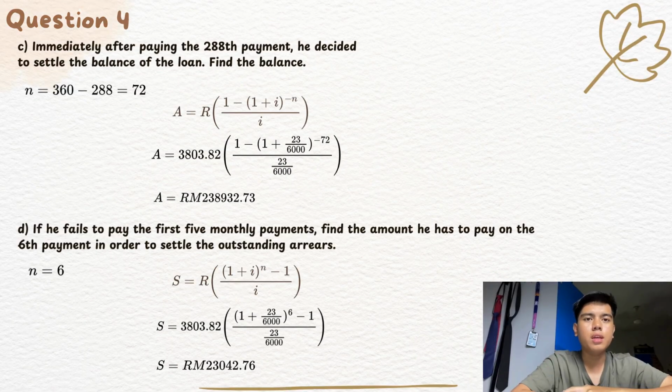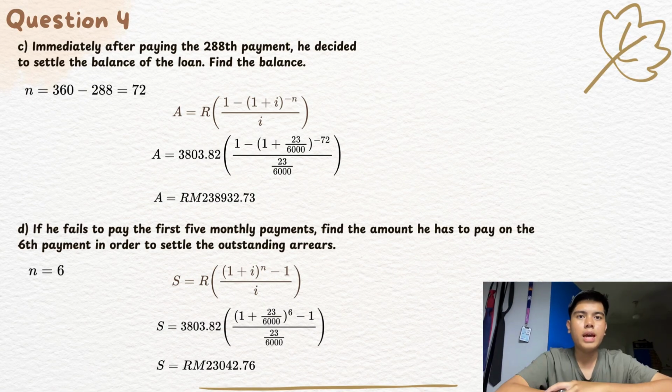For question C, immediately after paying the 288th payment, he decided to settle the balance of the loan. Find the balance. So in this question, we need to find how much Amir should pay after the 288th payment until the 360th payment. So first, we have to find the interest period by deducting 288 from 360, so we can find the N, which is the balance of the interest period. So the N is 72.